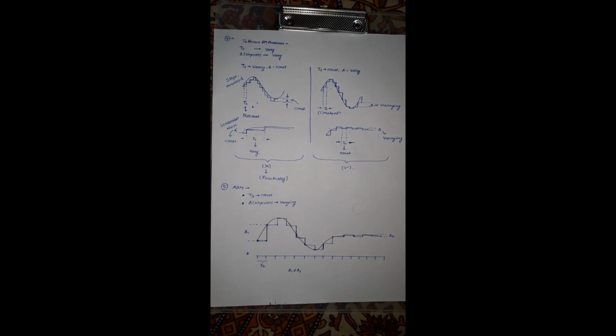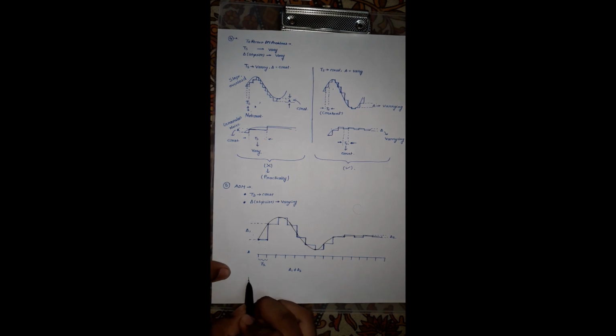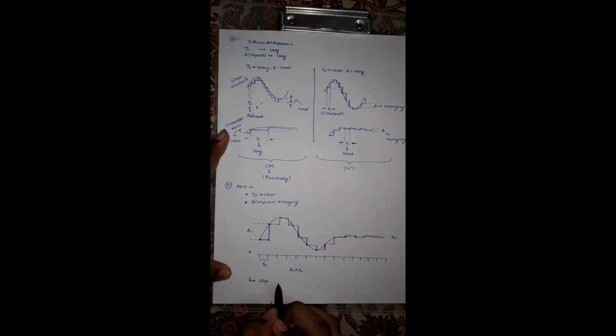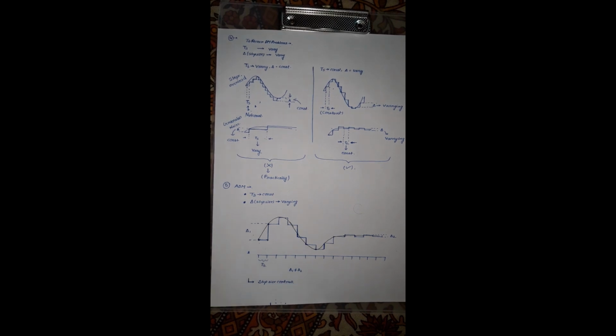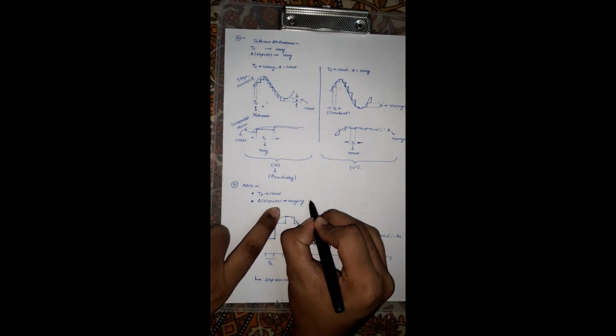Okay, so that's why for adaptive delta modulation, whenever we see the block diagram, we will see a new thing, that is the step size control. There will be such a block which will control the step size. Okay, so this is the ADM, the adaptive delta modulation. And the granular noise and the slope overload are reduced just by varying this. So for adaptive delta modulation, this thing is very important, that is the varying step size.